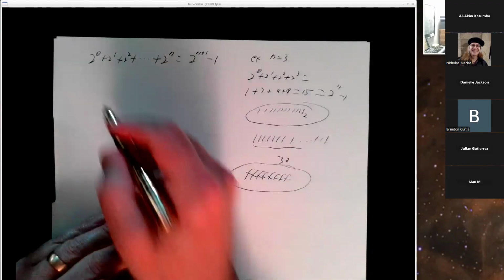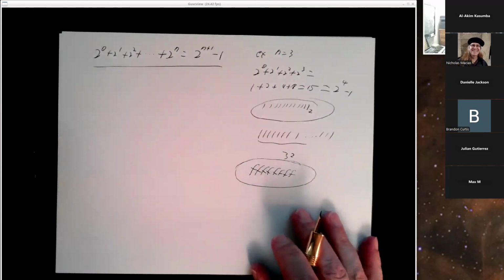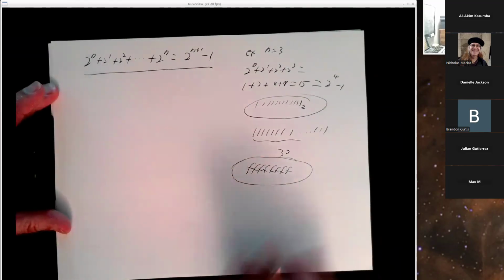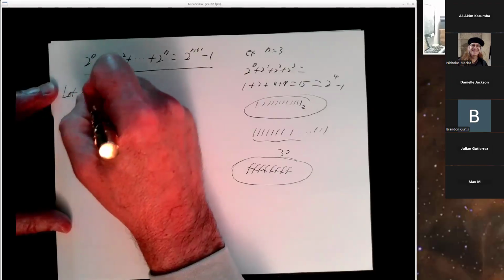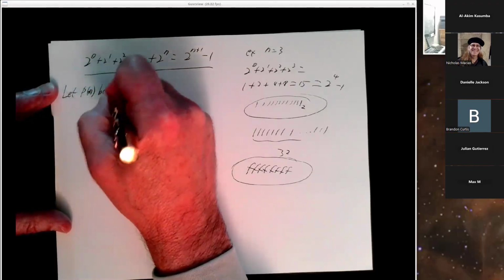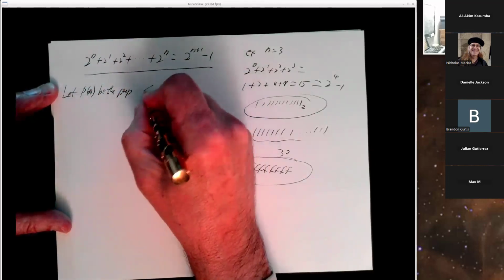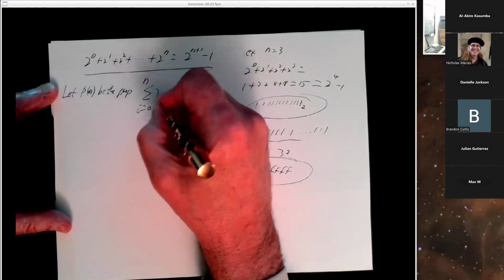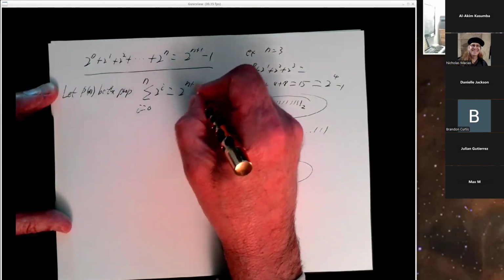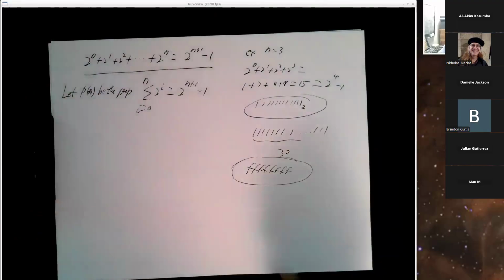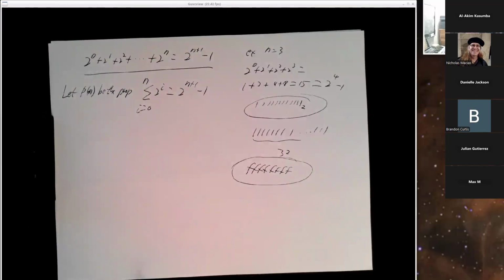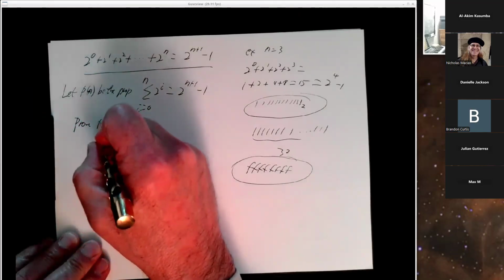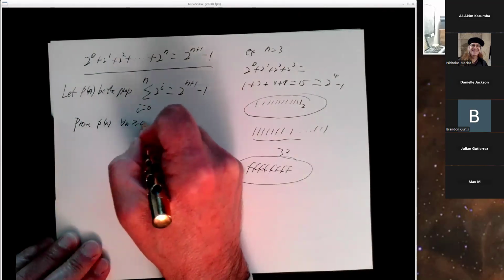All right, so this pops up a lot. And we can prove this, and we can prove it using mathematical induction. So let's say let P of n be the proposition. And I'll do this with dot, dot, dot. So the sum of the powers of 2 from 0 to n is 2 to the n plus 1 minus 1. So let's prove P of n for all n bigger than or equal to 0.